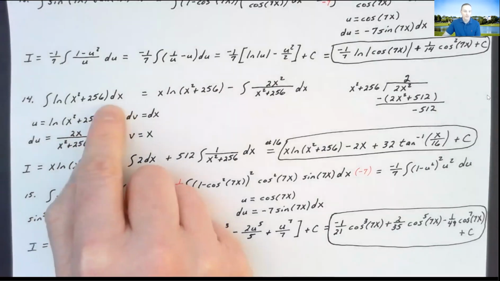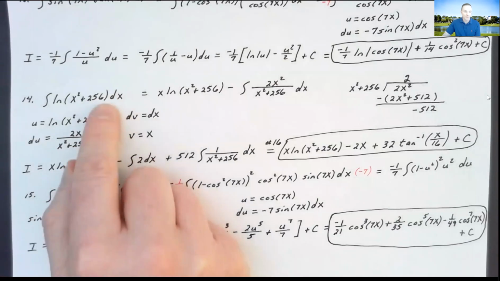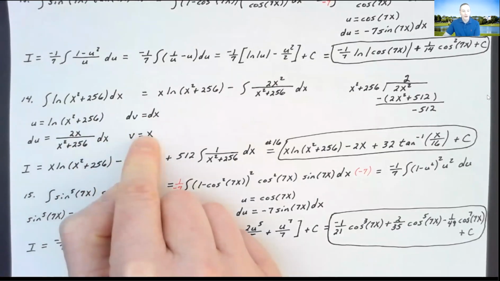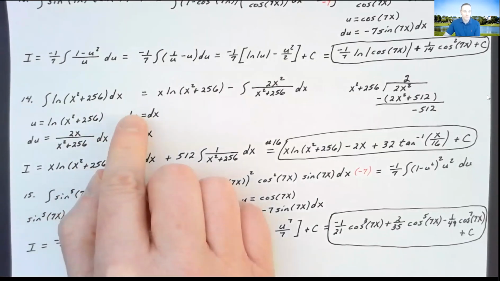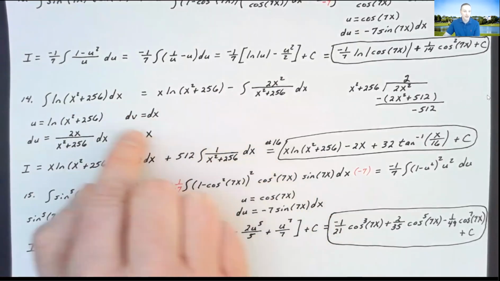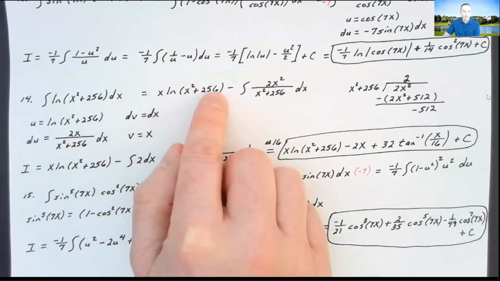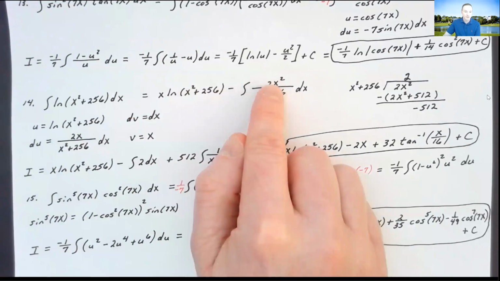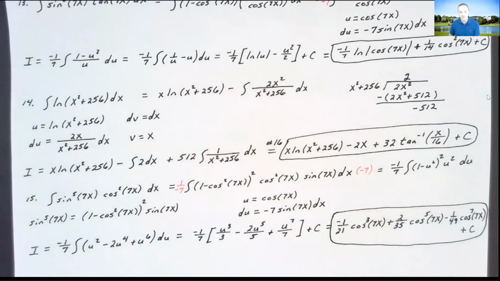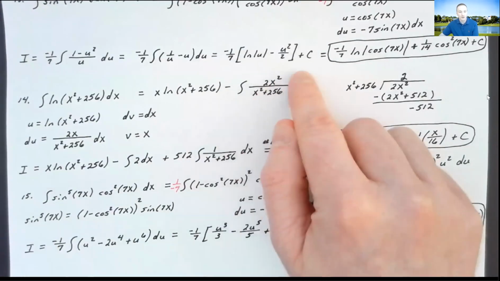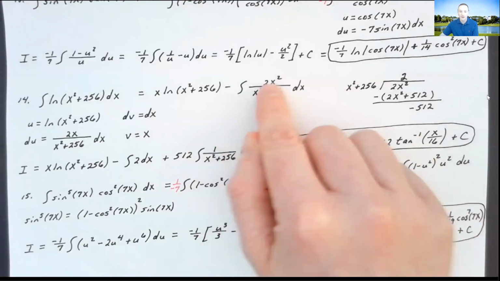Now, the rest of it, which is just the dx, or you could think of it as 1 dx, integrates to become x. Now I can say for my integration by parts formula, u times v minus the integral of v du. u times v, I'll get x natural log of x squared plus 256 minus the integral of v du. So I'll get my 2x squared over x squared plus 256. Yet again, just like several other problems in this assignment, the degree of the numerator and denominator are the same. You've got to use long division.